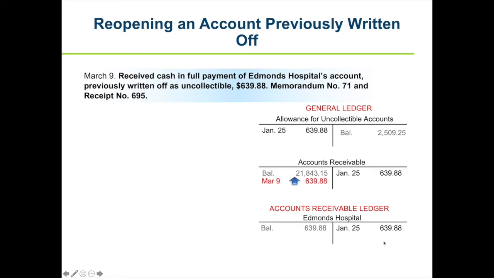Accounts receivable is debited to replace the amount previously written off in the general ledger. Allowance for uncollectible accounts is credited for $639.88 to replace the amount that was removed when Edmonds Hospital account was written off. Also, Edmonds Hospital account in the accounts receivable ledger is debited for $639.88. This entry to reopen the account is the exact reverse of the entry to write off Edmonds Hospital.